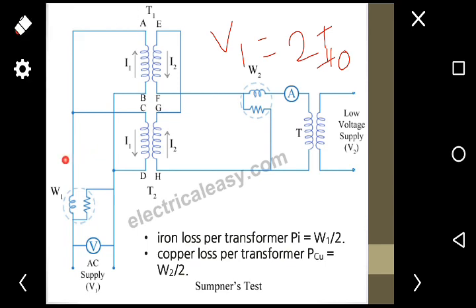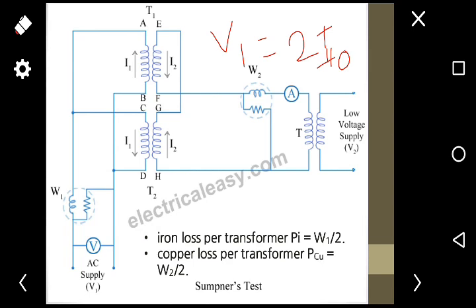Thus input power can be measured by wattmeter W1. That particular power is nothing but the iron losses of the transformers, that is Pi equals W1 upon 2, that is half of it for each transformer.